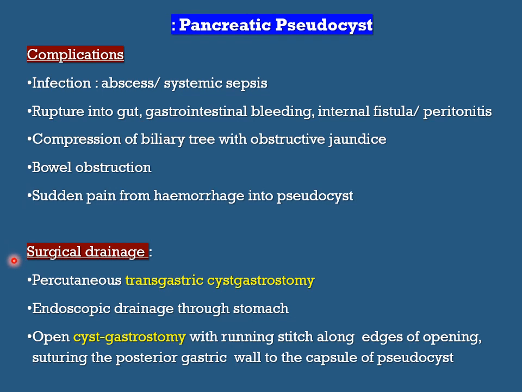The treatment for this pancreatic pseudocyst is surgical drainage. Percutaneous transgastric cyst gastrostomy can be done, or if the patient is fit enough, then either endoscopic or open cyst gastrostomy should be done.